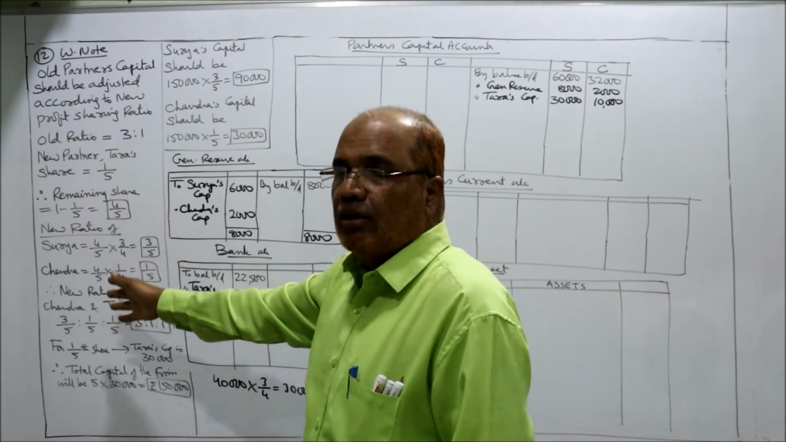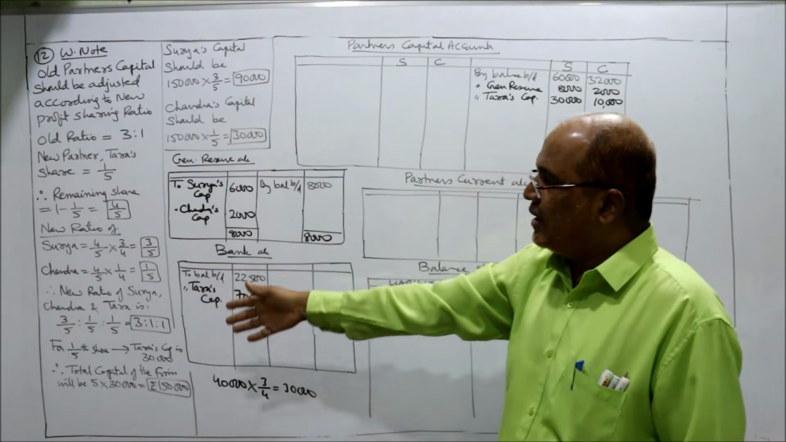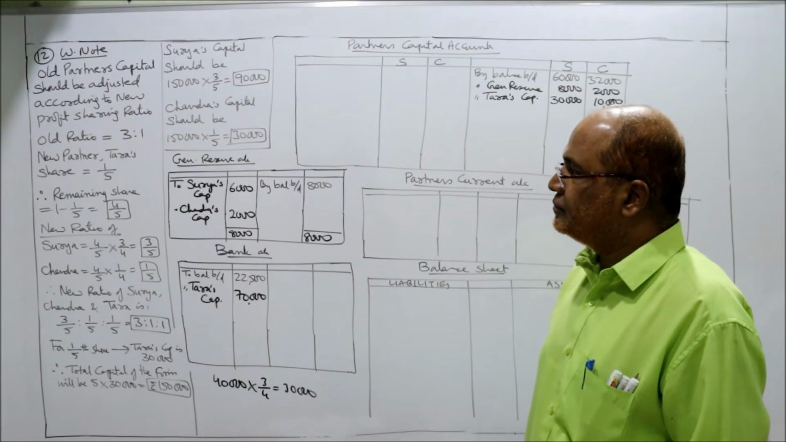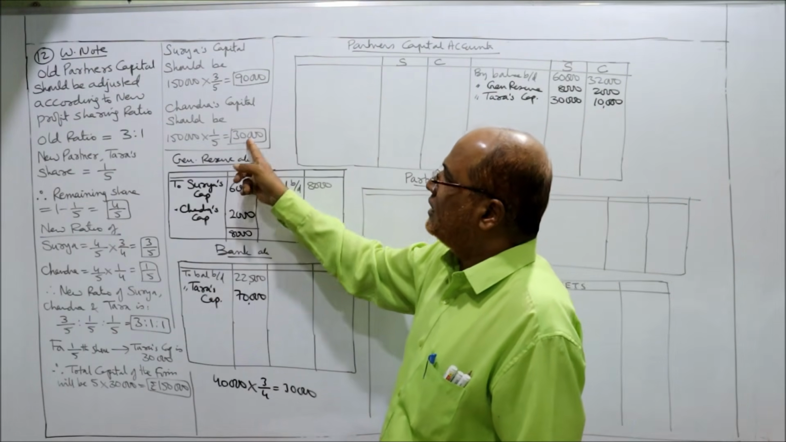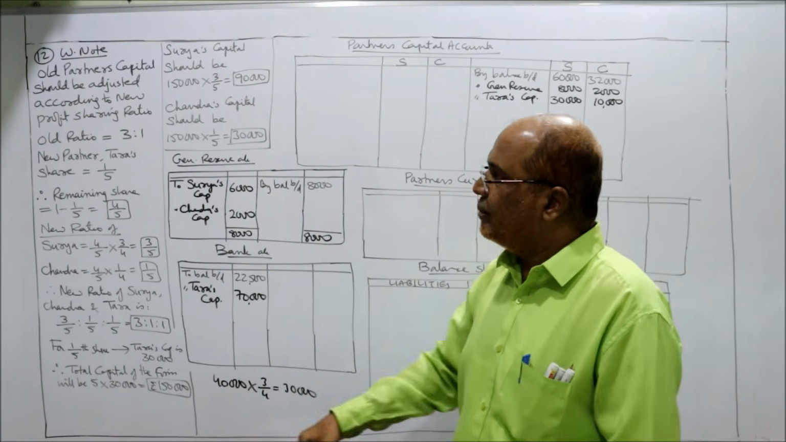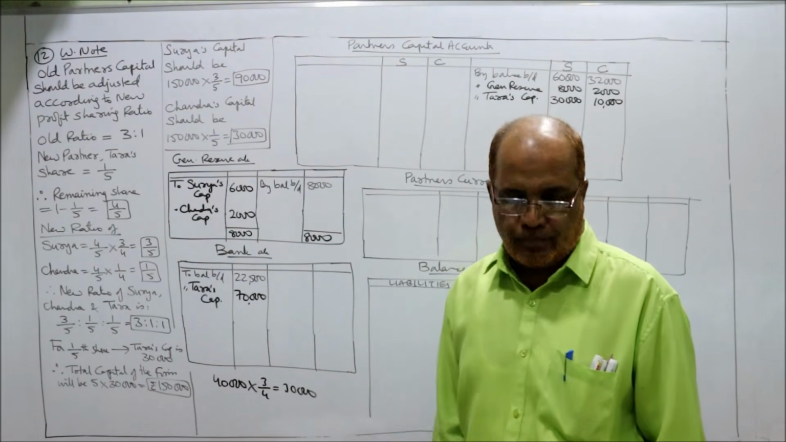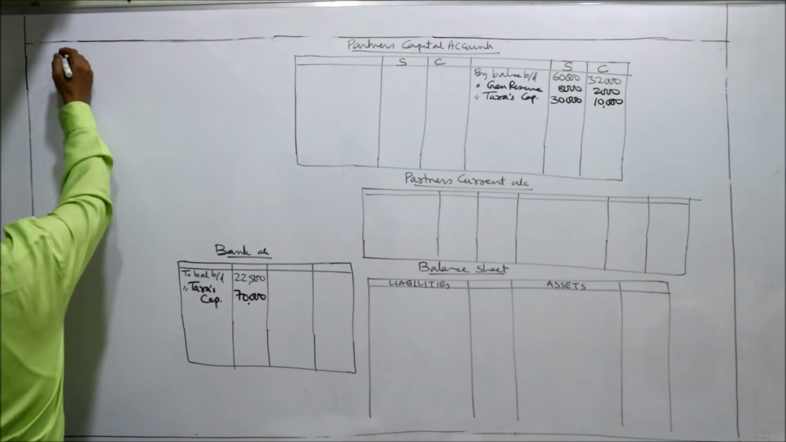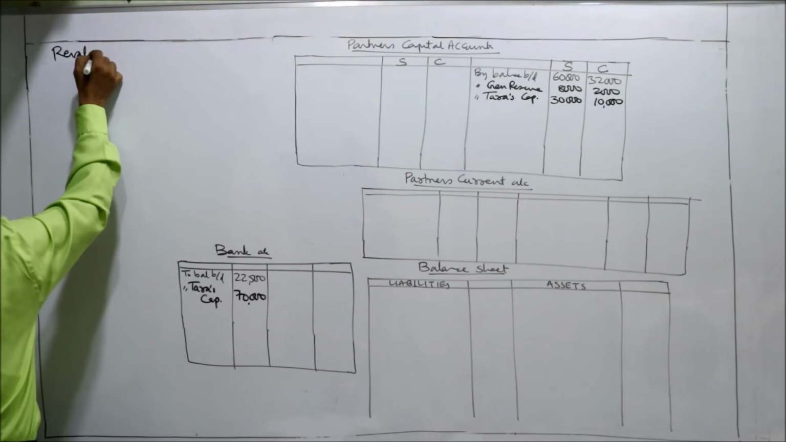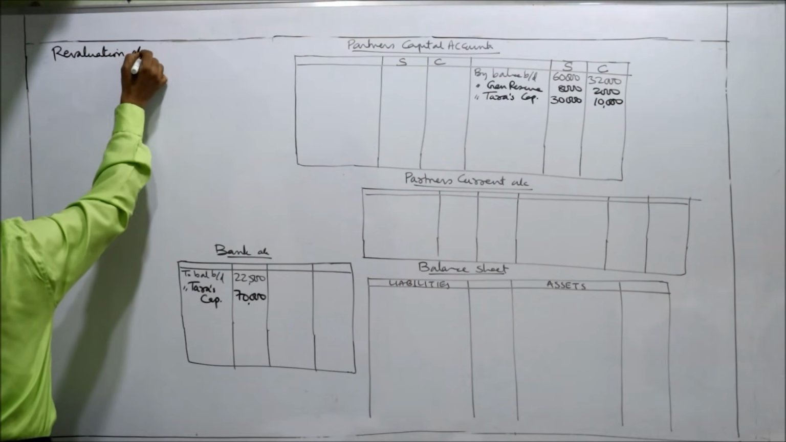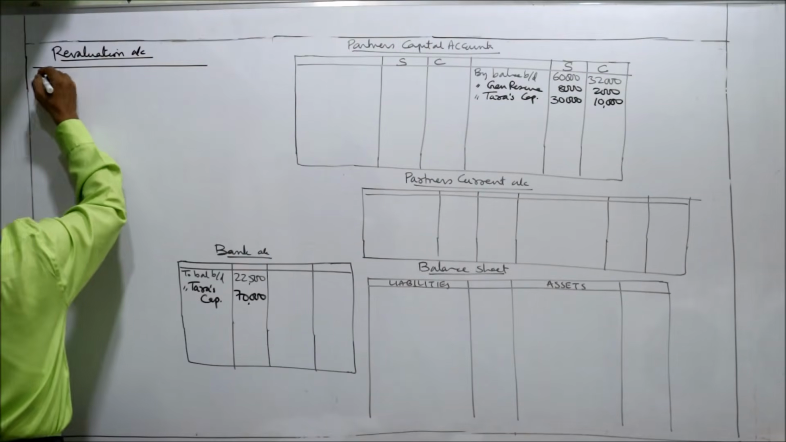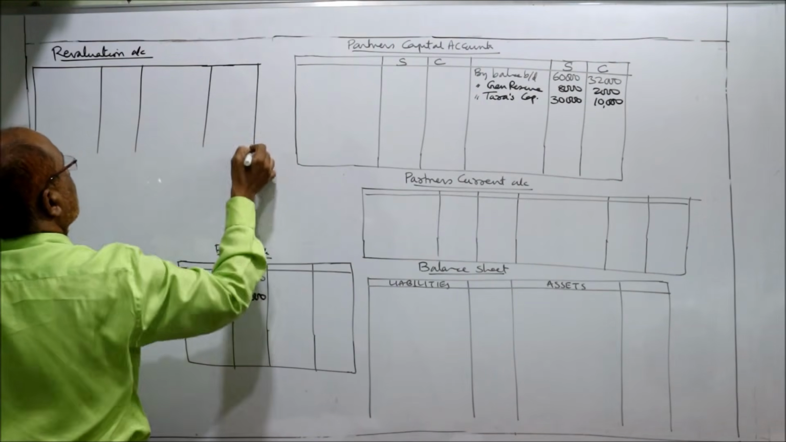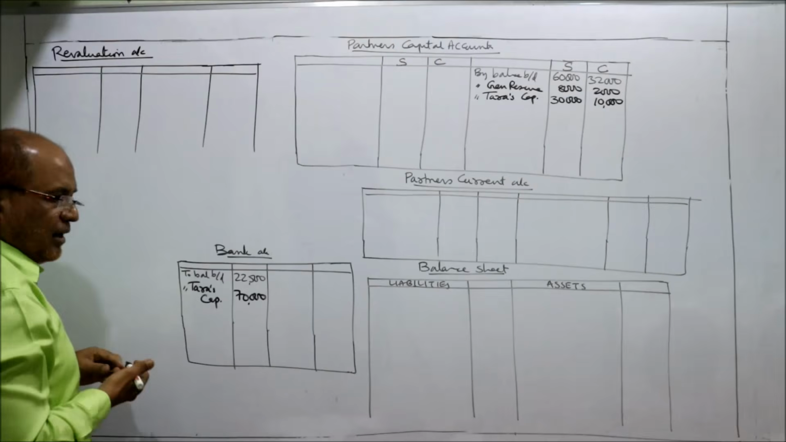So you just take a pause and copy down these working notes. Working notes you have to copy down. 90,000 and 30,000 should be the capital, that you have to remember. But remaining all these things you have to copy down. Now we'll make a revaluation account.